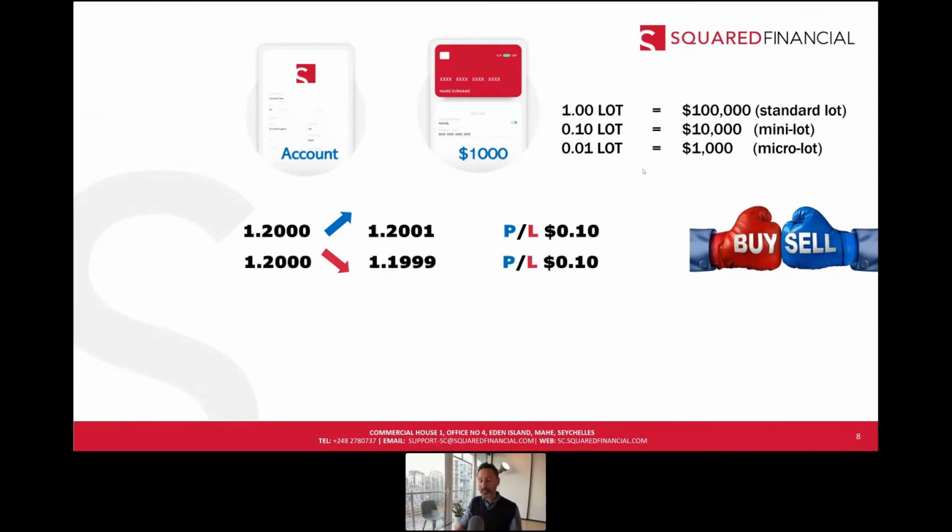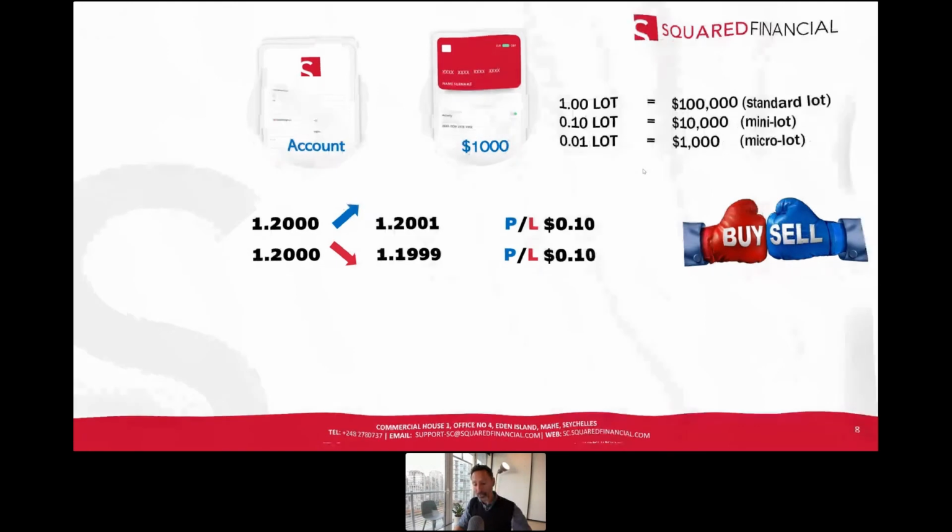And let's say the euro USD goes up from 120 to 120.01. Your net PL is now 10 cents. Let's say it drops. Your net PL, profit or loss, is also 10 cents if it drops 1 pip, okay?